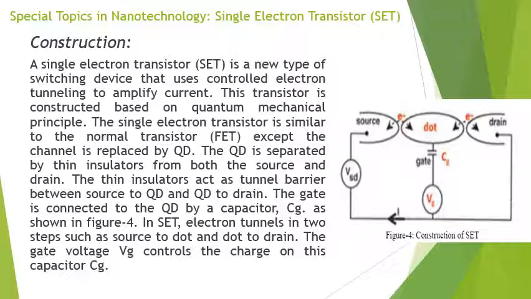The quantum dot is separated by thin insulators from both the source and drain, and the gate is connected to the quantum dot by a capacitor Cg as shown in the figure. In a single electron transistor, electrons tunnel in two directions as shown in the figure, from source to dot and from dot to drain, right? The gate voltage Vg controls the charge on the capacitor Cg. That is the function of the voltage Vg here: it is used to control the charge on the capacitor.